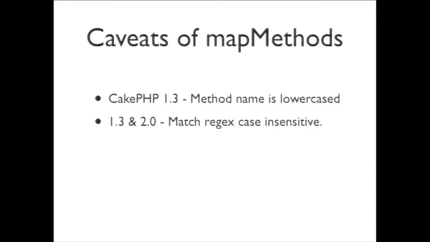Some caveats with map methods in 1.3. The second parameter to your method will be the method that was called on the model, but it comes through as all lowercase. So if you're relying on any camel case to run through inflector, that won't work. And also for both 1.3 and 2.0, the regular expression matching is case insensitive. So that could bite you in the ass.